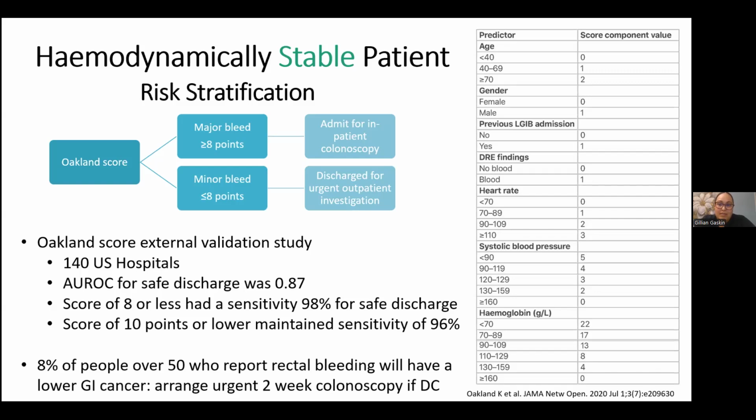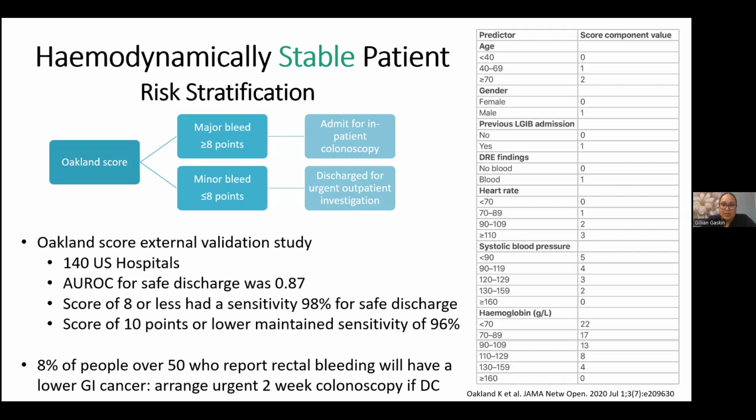The score is added, and a patient scoring less than or equal to 8 points at presentation can be safely discharged from the emergency department, and is therefore classified as a minor bleed. A patient scoring more than 8 points is classified as a major bleed and is likely to benefit from hospital admission and an inpatient colonoscopy. It's important to remember that 8% of people over the age of 50 who report rectal bleeding will have a lower GI cancer. So if patients are deemed safe for outpatient evaluation, the colonoscopy should ideally be scheduled within the next 2 weeks.